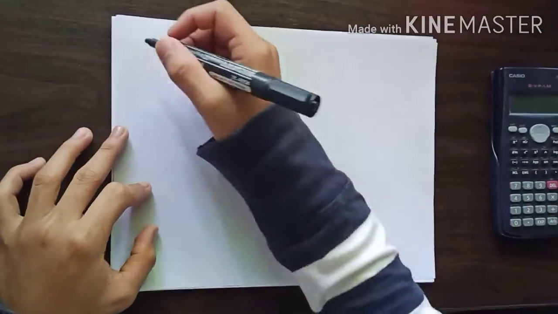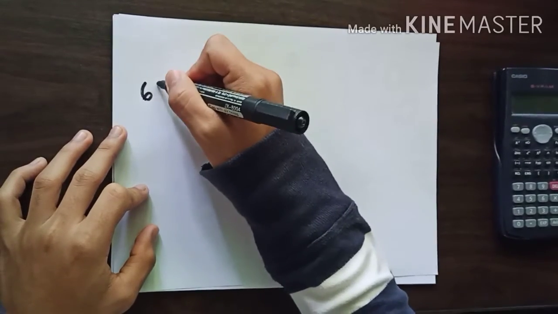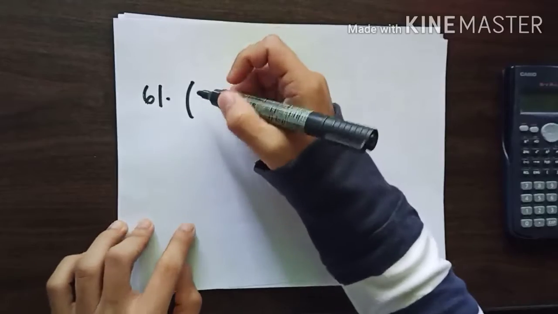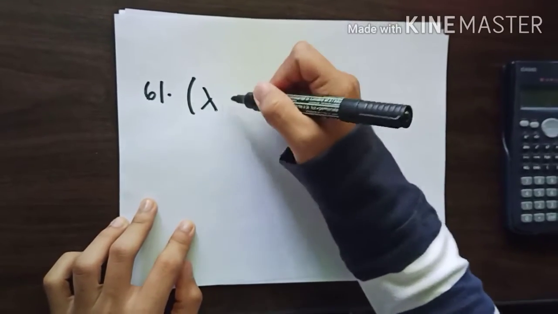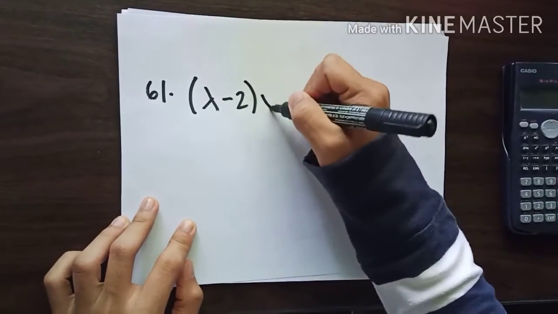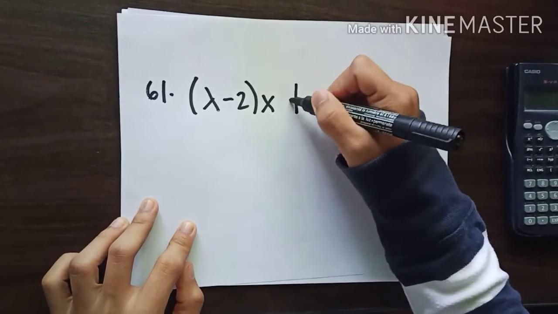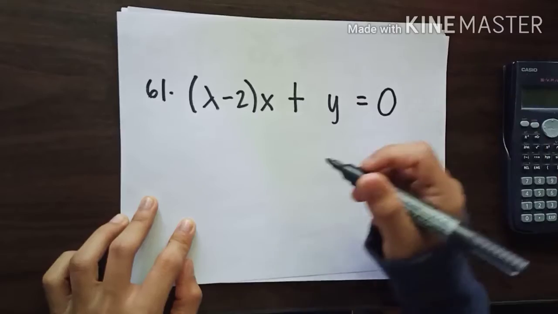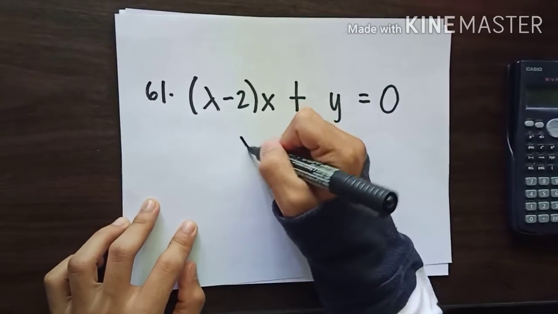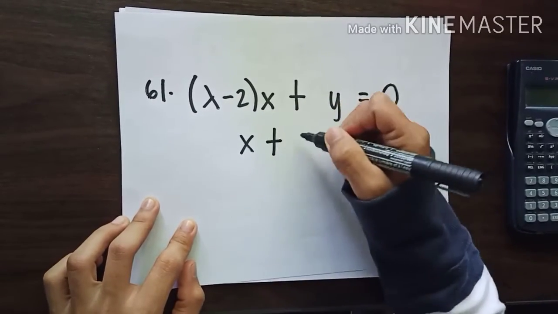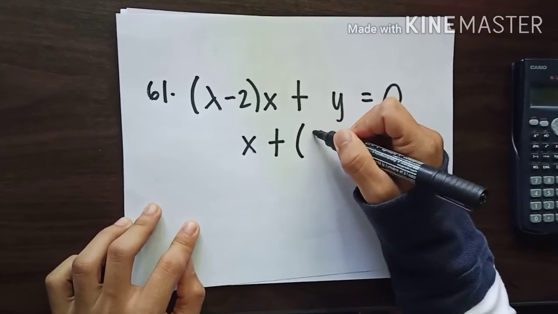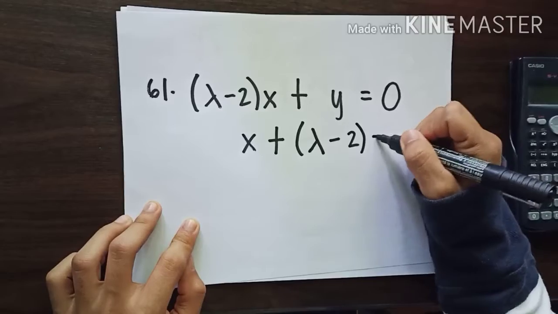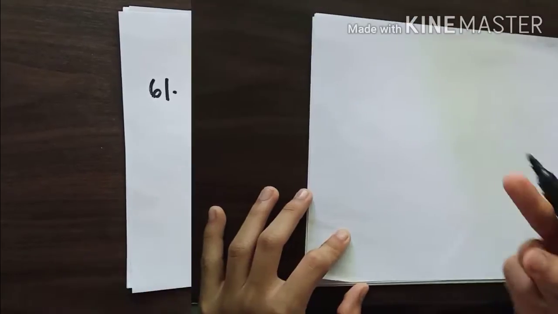So for step number 1, of course, we will write down the given. Number 61, we have lambda minus 2 x plus y is equal to 0, and then we have x plus lambda again minus 2 is equal to 0.